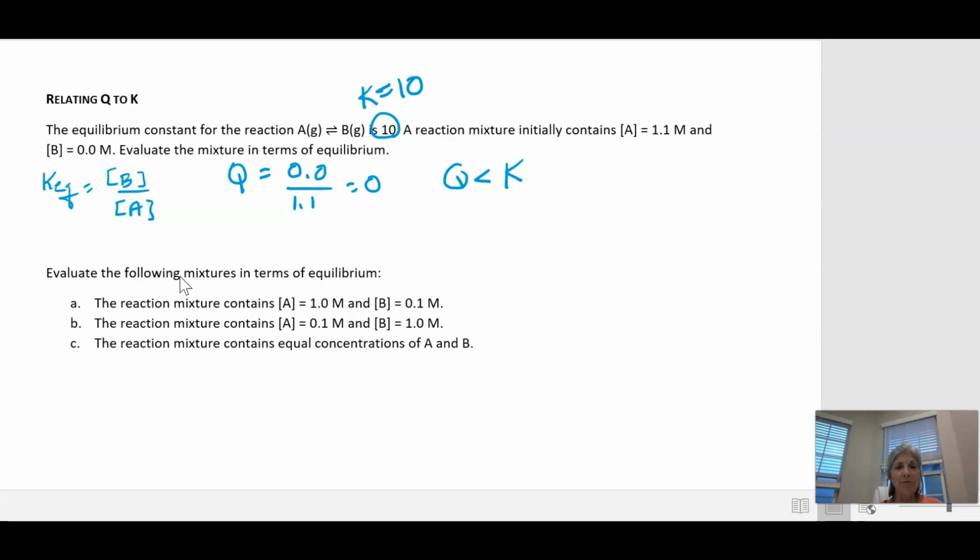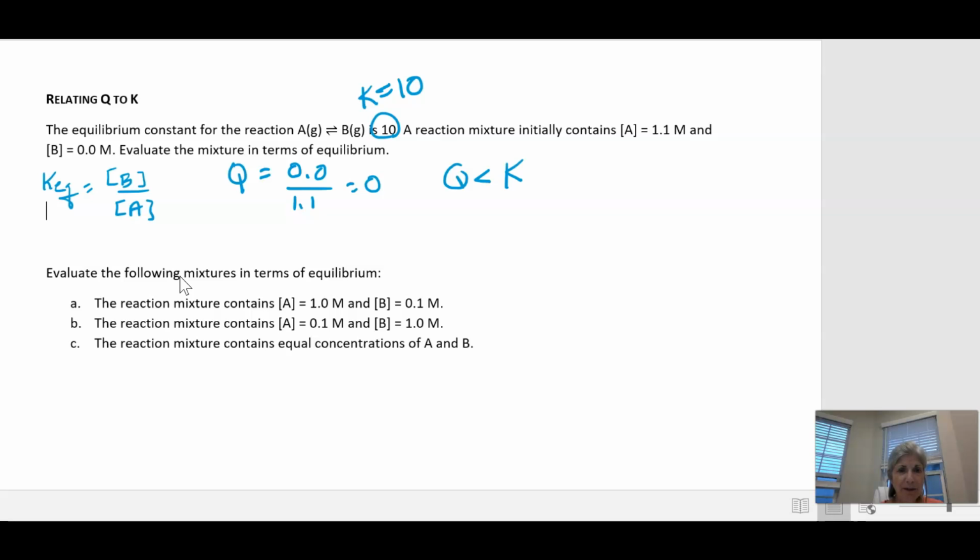That means you can think of it as the system does not have enough product. There's not enough product here, which is why Q is less than K. So the system needs to produce more product in order to establish equilibrium.